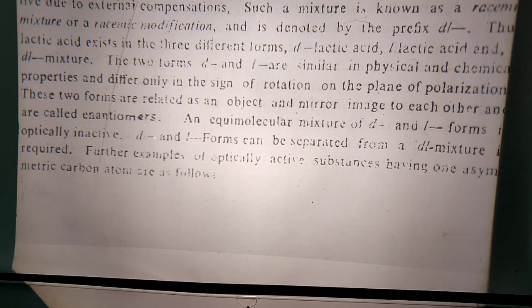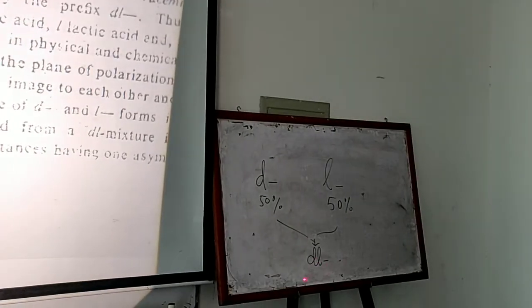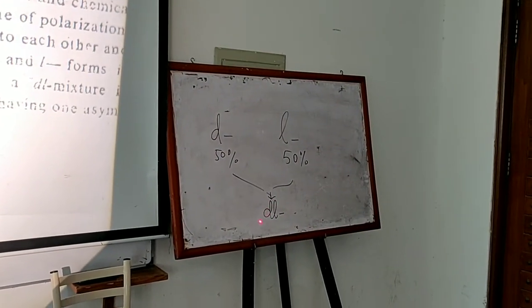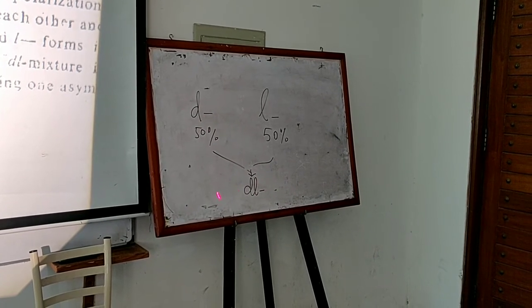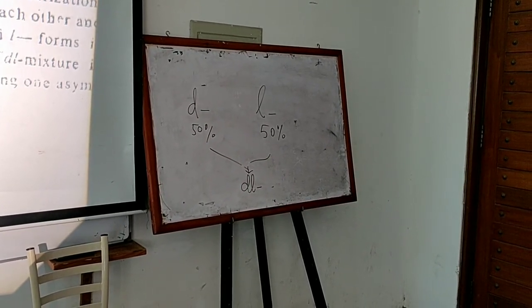That is, D-form and L-form can be separated from a DL mixture if required. Now this is the DL mixture. Now we can go back and separate the DL mixture into the D form and the L form.